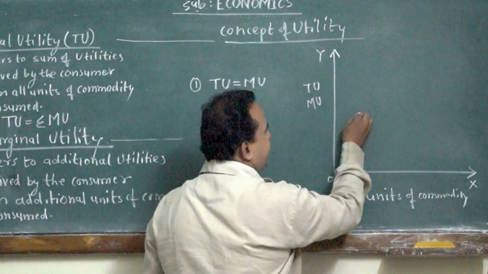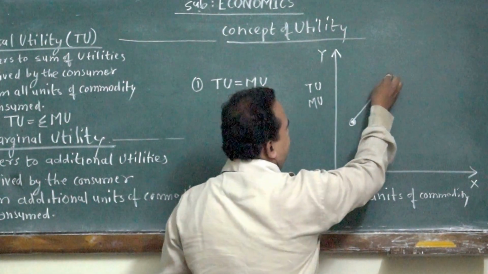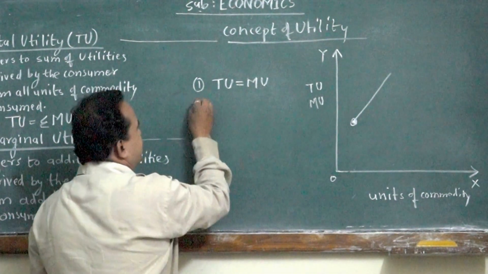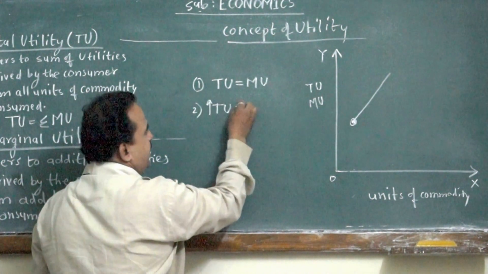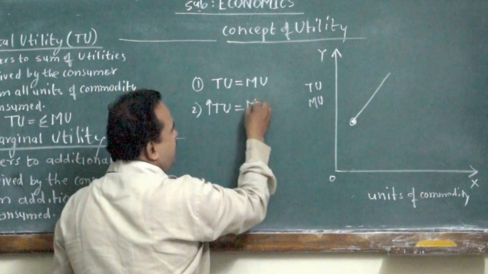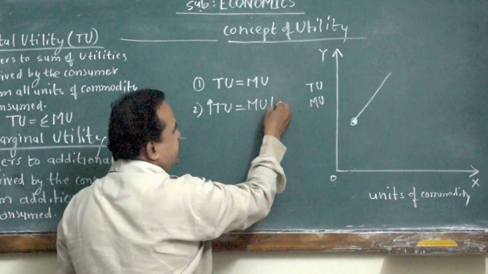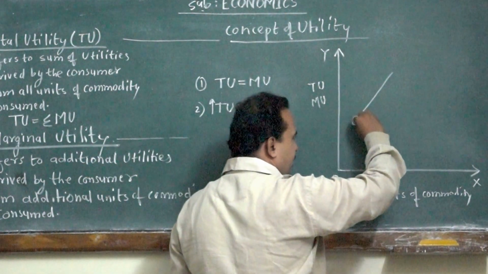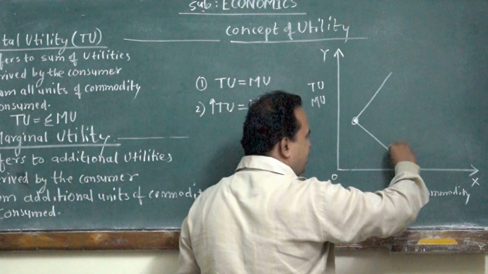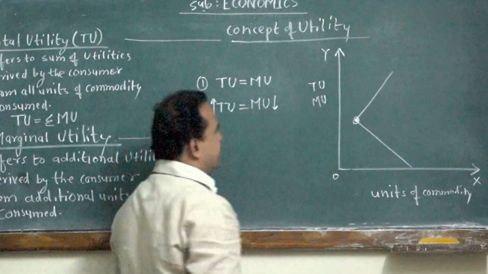Total utility increases. So in the second stage, total utility increases and marginal utility decreases. This is the second stage. So you will come to know that marginal utility is decreasing.